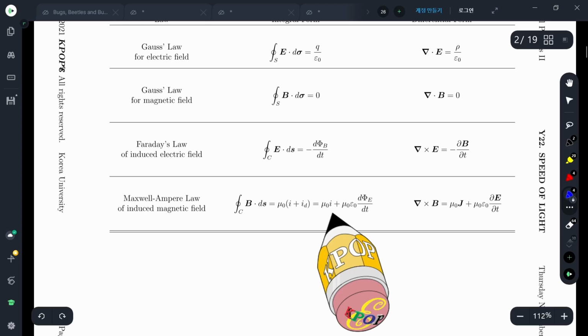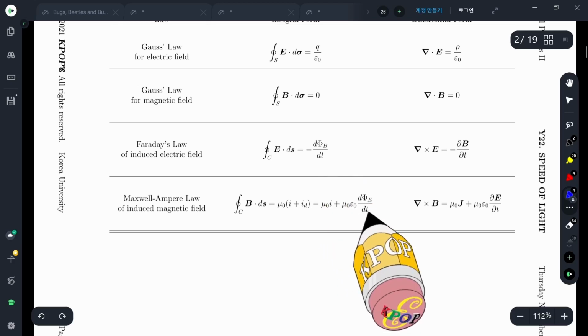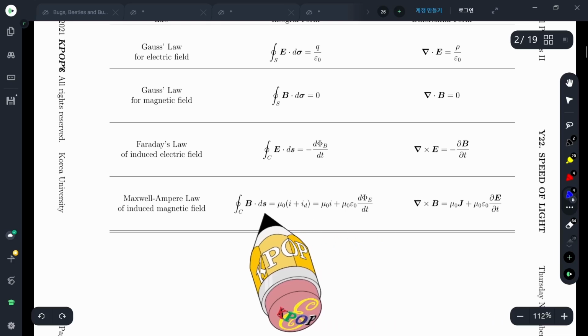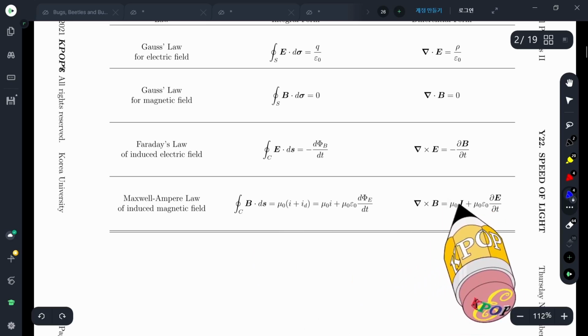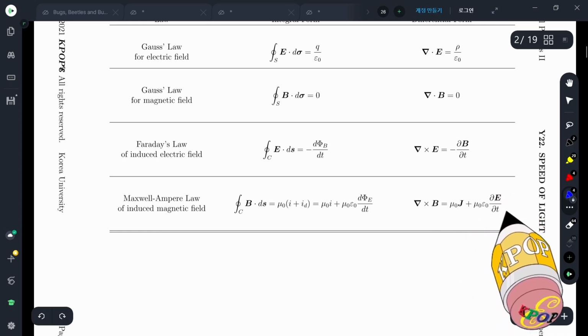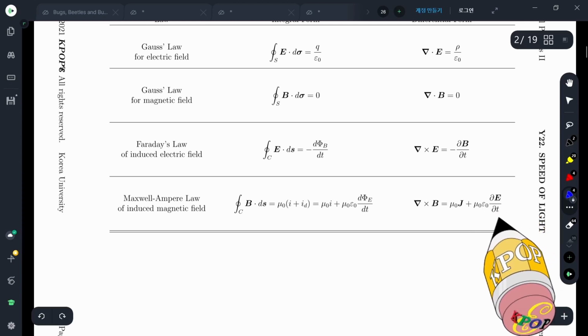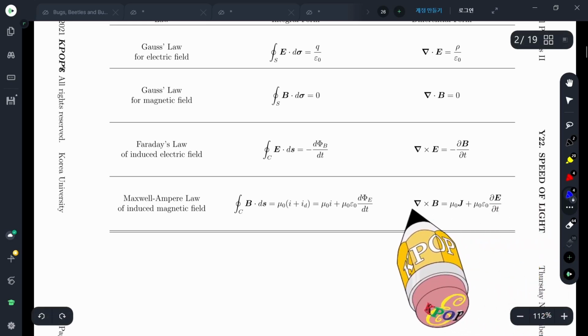In addition, just like Faraday's law, a changing electric field also generates another kind of magnetic field. So the first term on the right side is Ampere's law, and the second term, the time-dependent contribution related to displacement current, is called Maxwell's law, and the sum of these is called the Maxwell-Ampere law.